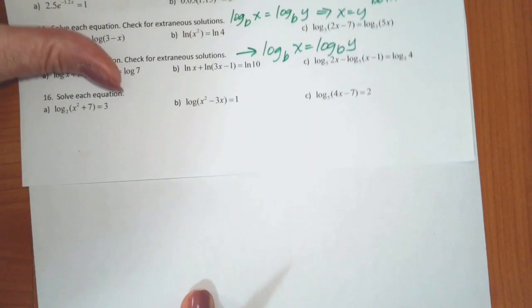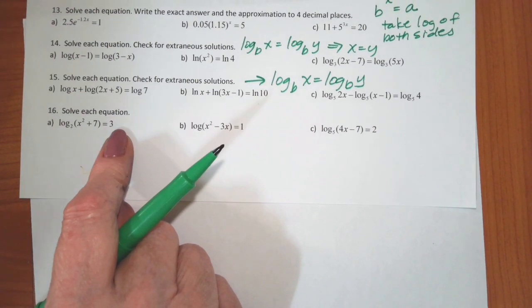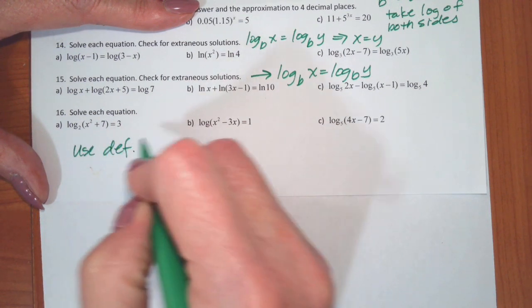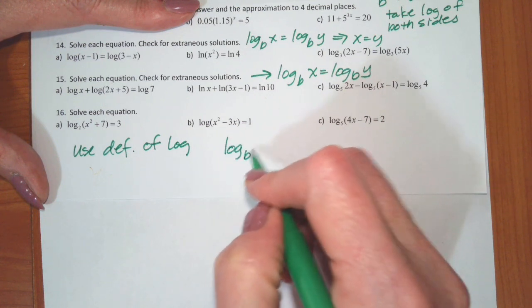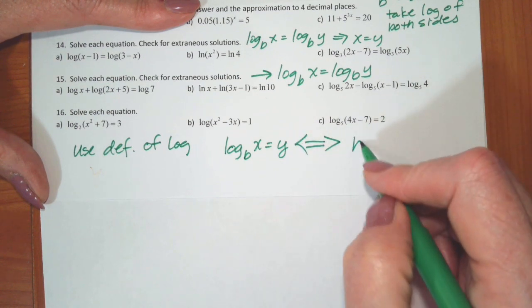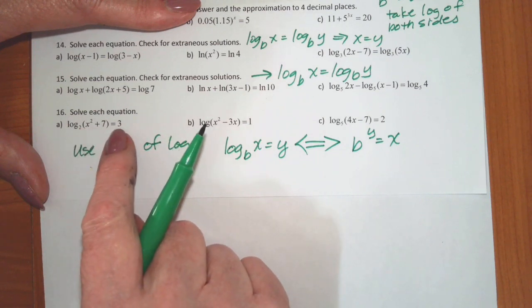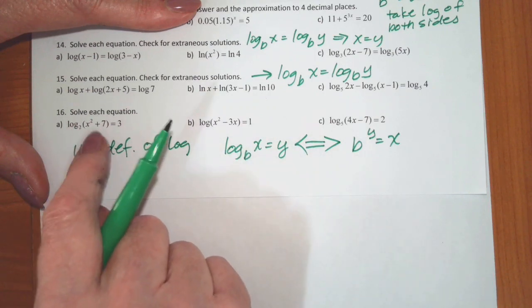All right, so on 16, here we have a little bit different situation. We only have one logarithm equals a number. And what you're going to do here is you're going to use the definition of logarithm. If I have log base b of x equals y, that is equivalent to saying b to the y is equal to x. So by using the definition of log, that means I can get this out of the argument.